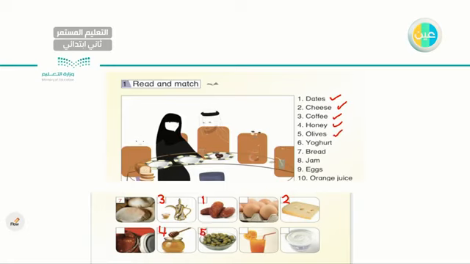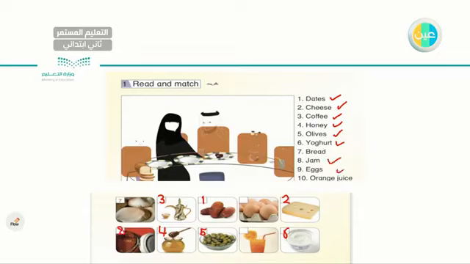Number 6, I have yogurt. Sometimes I can have plain yogurt. Sometimes I can have Greek yogurt. Okay, we already have number 7. So number 8, I have jam. Very good. This is the jam.